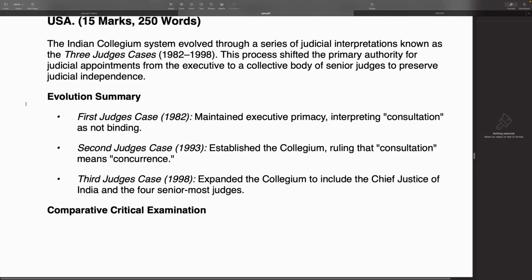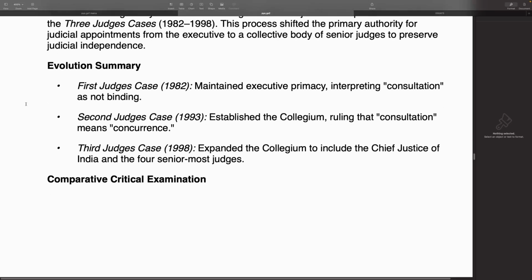Evolution summary. The first judges case, 1982. These cases are important. Maintained executive primacy, interpreting consultation as not binding. The second judges case, 1993, established the collegium, ruling that consultation means concurrence. Third judges case, 1998, expanded the collegium to include the Chief Justice of India and the four senior most judges.